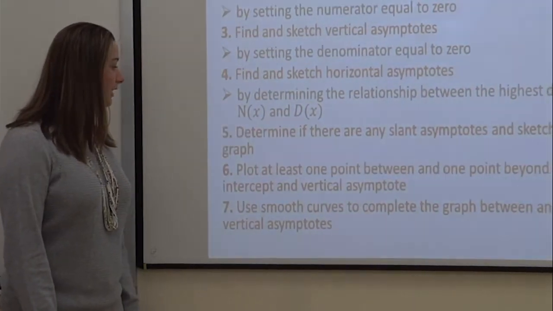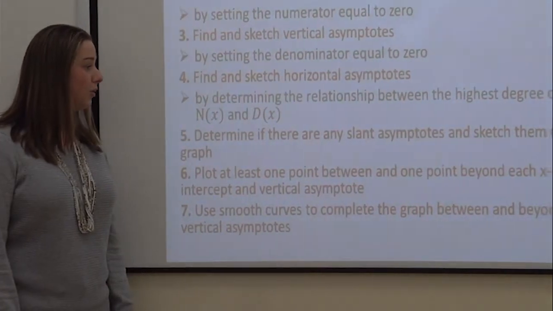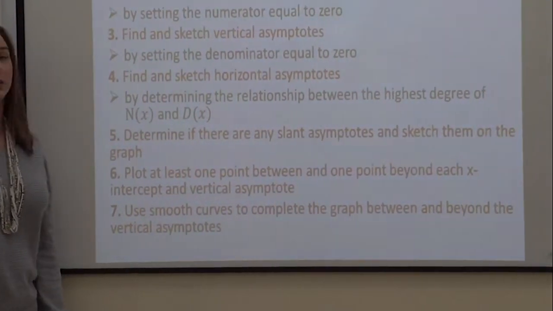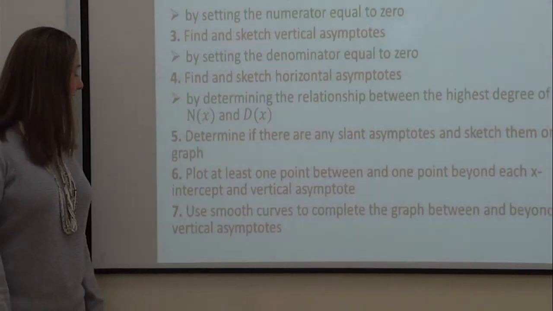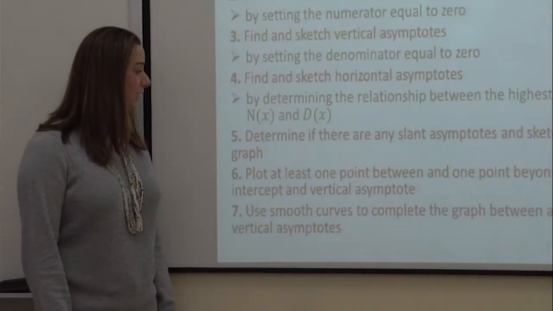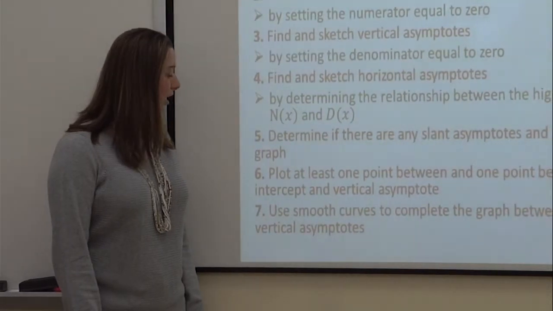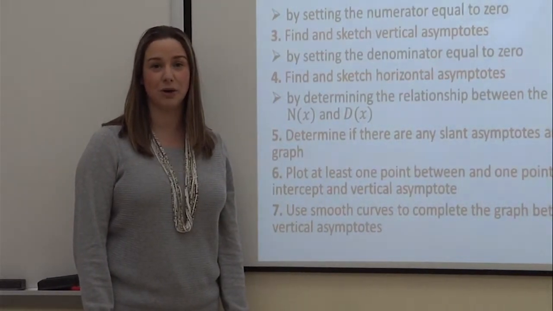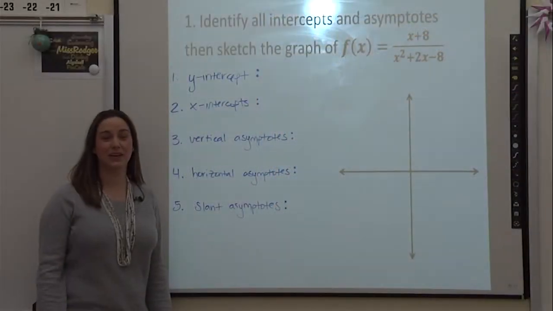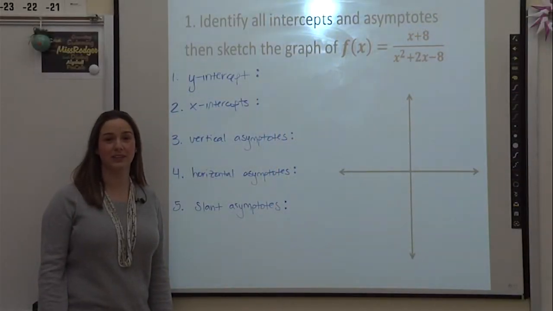Step 6, plot at least 1 point between and 1 point beyond each x-intercept and vertical asymptote to get an idea of what your sketch is going to look like. And step 7, use smooth curves to complete the graph between and beyond the vertical asymptotes. So we're going to use these steps to now take a look at 2 problems. Let's take a look at our first problem where we start to put this all together.